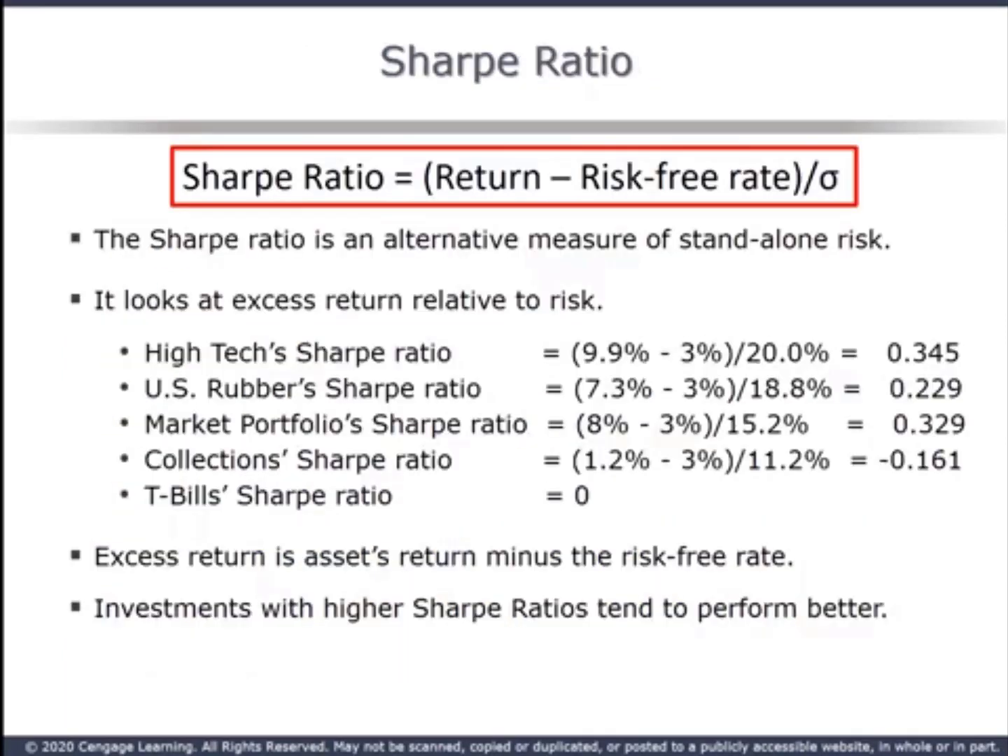The Sharpe Ratio is an alternative measure of standalone risk. It looks at excess return relative to risk. Excess return is an asset's return minus the risk-free rate. Risk is measured as the standard deviation of the asset's return. A risk-free asset will have a Sharpe Ratio of 0. Investments with higher Sharpe ratios tend to perform better.